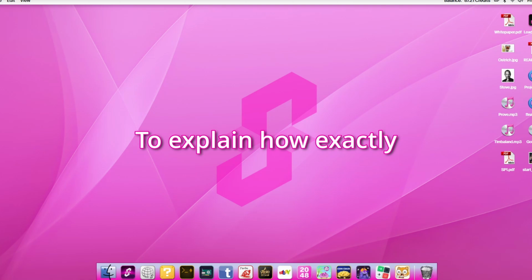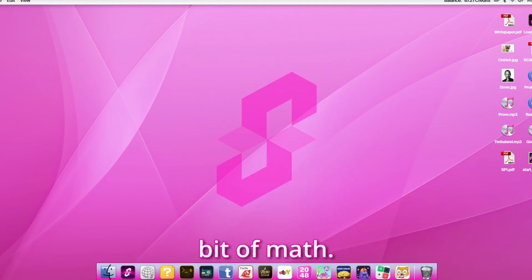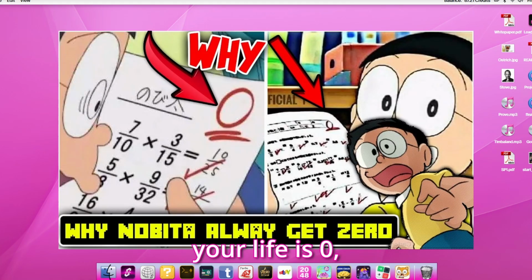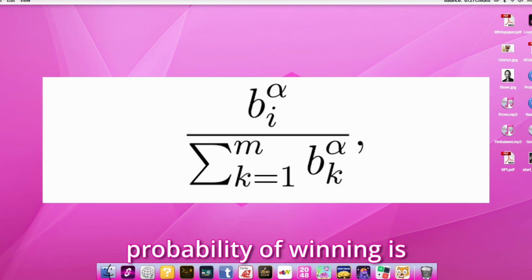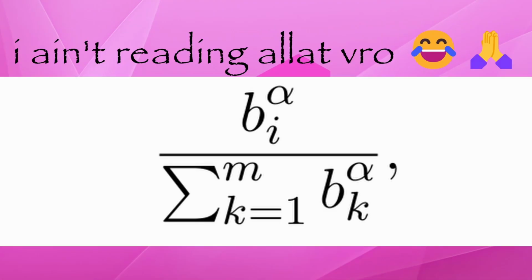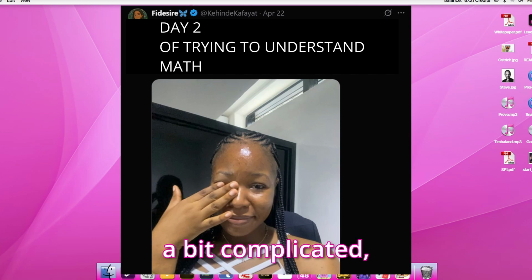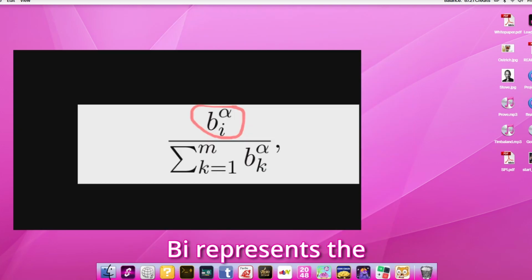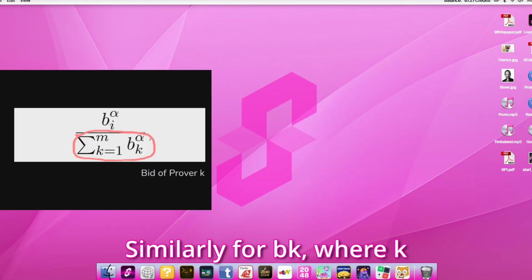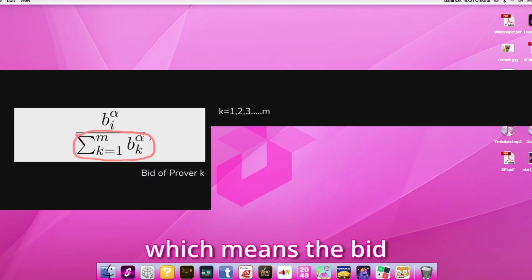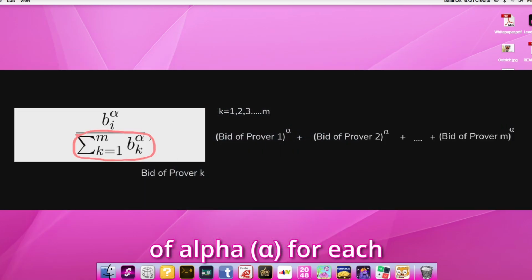To explain how exactly the winner is decided, we'll need a bit of math. So if the only number you've seen in your life is 0, skip to this timestamp and save yourself a yap session. Thank me later. The probability of winning is given by BI. Stay with me now. I know this looks a bit complicated, but it really isn't. BI represents the bid of prover I, as in prover 1, prover 2, etc. Similarly for BK, where K goes from 1 to M, which means the bid raised to the power of alpha for each prover is summed.